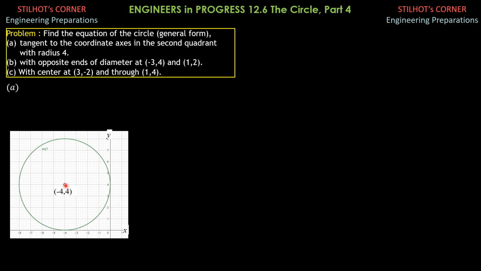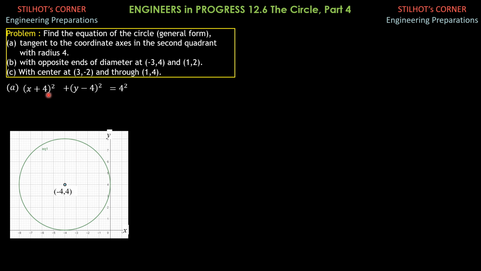So the standard form of the equation of a circle is x minus h quantity square plus y minus k quantity square equals radius square, where h is -4. So x minus -4 becomes x plus 4 quantity square. Then y minus k, where k is 4, so y minus 4 quantity square equals r square, 4 square. So x plus 4 square plus quantity y minus 4 quantity square equals 4 square.